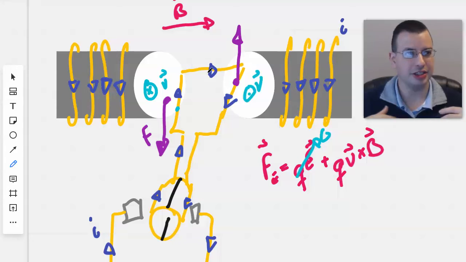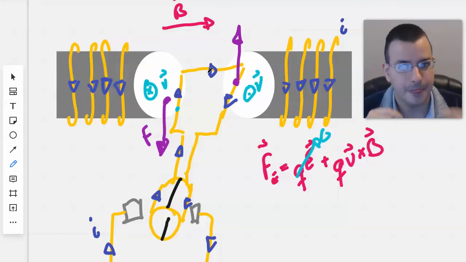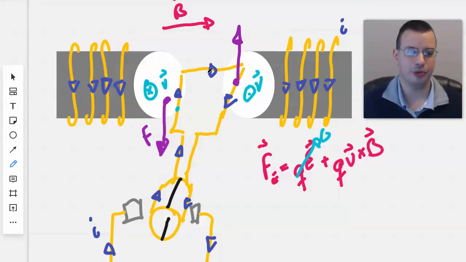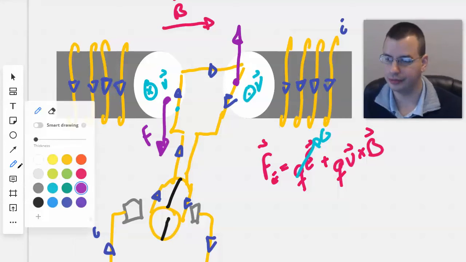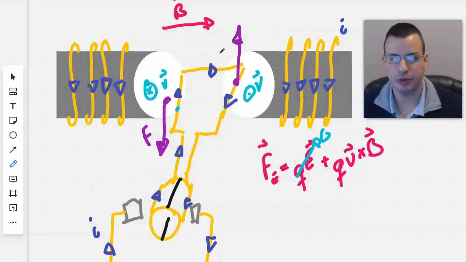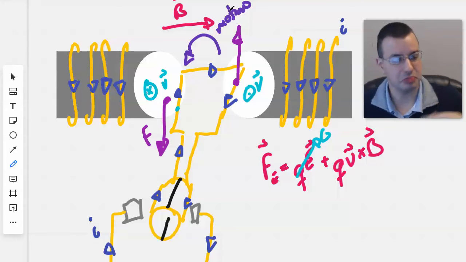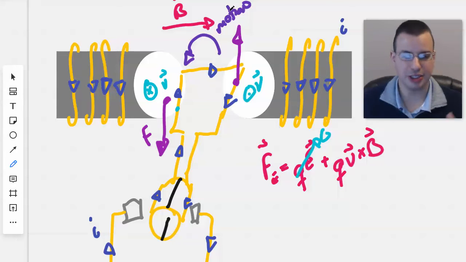The cross product involves the sine of the angle between the two. When theta equals 0, when the speed and the magnetic field are parallel, the sine of 0 is 0, therefore no net force. So what happens here is we're going to have a torque, a spinning, if you will. We'll have a motion going around in a circle like this. And that's how you get a generator, something that spins. Hook up the electricity, and it spins around.